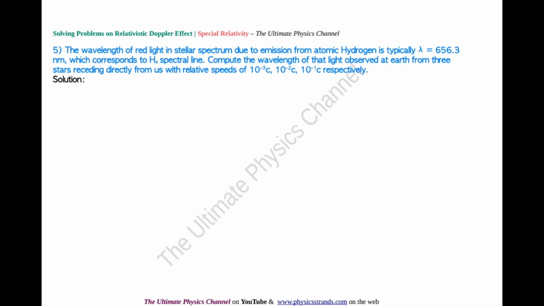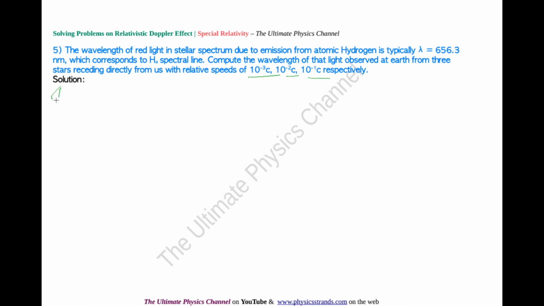Yeah, the wavelength of red light in stellar spectrum due to emission from atomic hydrogen is typically around 656.3 nanometers. Lambda is equal to 656.3 nanometers, which corresponds to the H alpha spectral line of the hydrogen atom. Compute the wavelength of that light observed at Earth from three stars receding directly from us with relative speeds 10 power minus 3, 10 power minus 2 and 10 power minus 1 times c. So we have three different cases here.